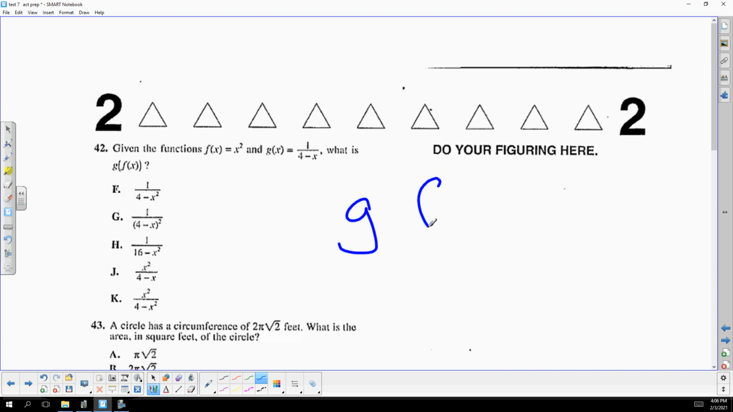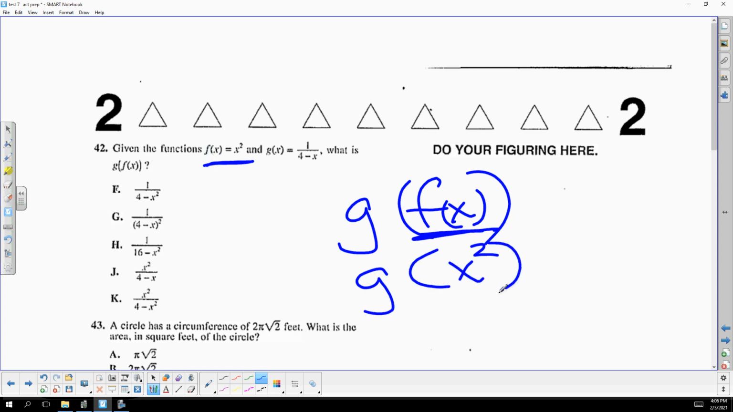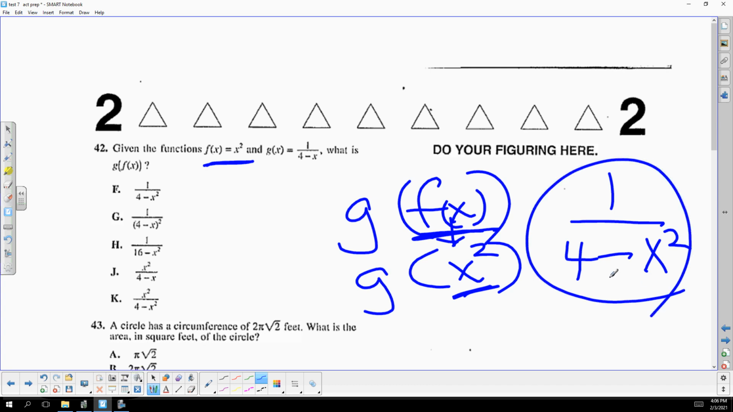G of F of x. This one's tricky. F of x means to copy x squared, so f of x is x squared. G of means plug into G. So we're going to plug into G, 1 over 4 minus what? We're going to plug x squared in. So the answer is F. We're plugging x squared in to G.